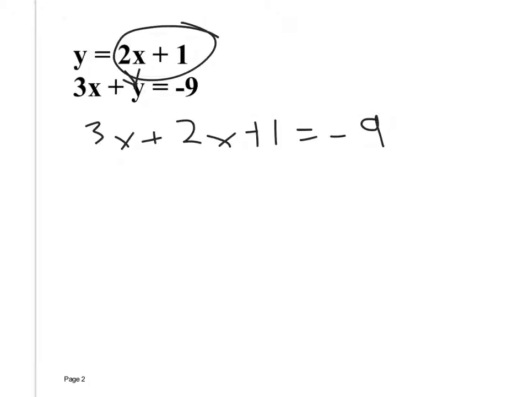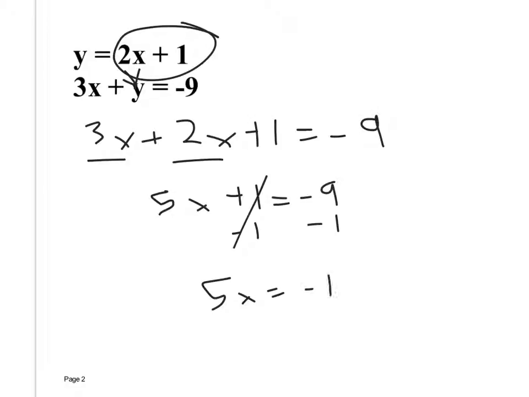The first step was solve for one variable. I solved for y. You substitute. Now we're going to solve for x. Or should I combine like terms first? And then solve for x by subtracting 1 to both sides and getting 5x is equal to -10. Divide by 5. x is -2. And that's part of my answer. That's half of my answer. Now I need the y.